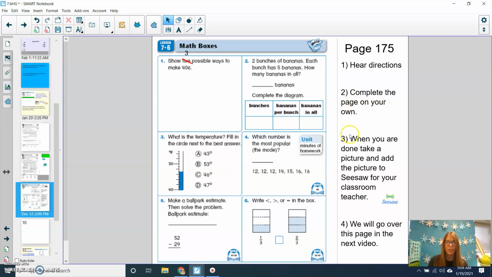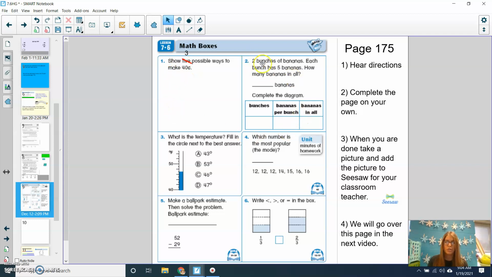I'll quickly talk about the directions, then I'll ask that you complete the page on your own. When you're all done, take a picture and add that picture to Seesaw for your classroom teacher. We will go over this page in our next video. So for question number 1, I changed the directions a little bit, and I'm going to ask that you show 3 possible ways to make 40 cents.